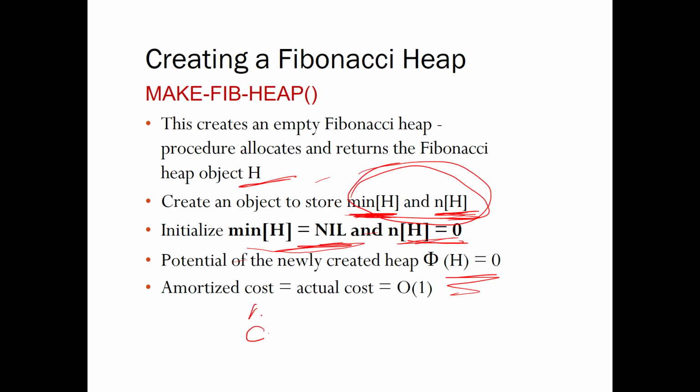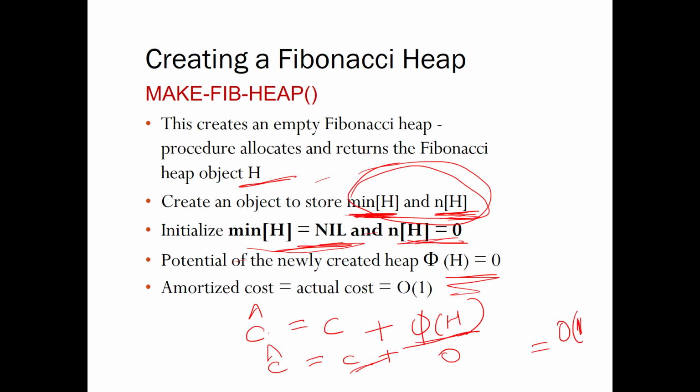Basically, you know that the amortized cost is nothing but the actual cost plus the change in the potential energy. Now, what is the change in potential energy? It is 0. A constant time cost is always denoted by O of 1. So the amortized cost is equal to the actual cost, that is nothing but O of 1.